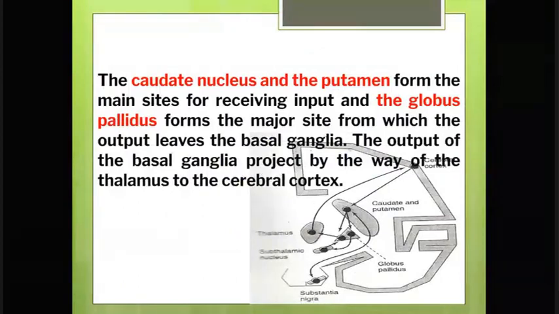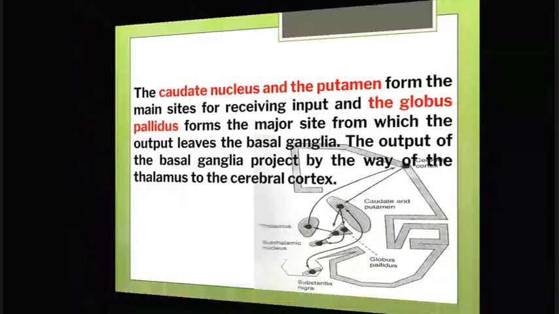Basal ganglia is a group of ganglia, but the caudate nucleus and putamen, which is called neostriatum, form the main site of receiving input. Globus pallidus forms the major site of the output, leaving the basal ganglia. The output of the basal ganglia projects by way of the thalamus to the cerebral cortex. Cerebral cortex doesn't receive anything directly except from cortex. And from cortex to cortex, yes, but from any organ other than the olfactory nerve, it should reach the thalamus, and the thalamus projects fibers to the cortex. Basal ganglia pass in this usual pathway.